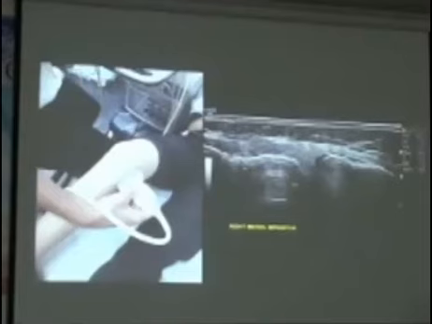And it's lying deep to the medial collateral ligaments that sit just over the top.